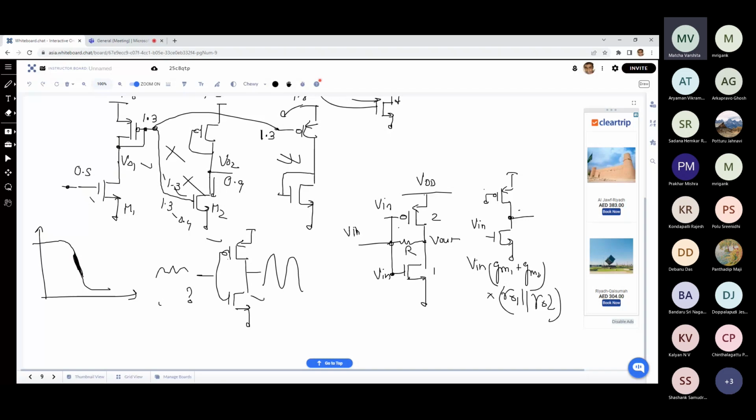So I said that a single-ended common source amplifier cannot be used easily, but this one can be used. Why? This one means the one with R. It can be used. This cannot be used. Yes, tell me.